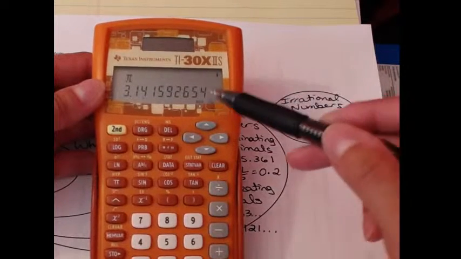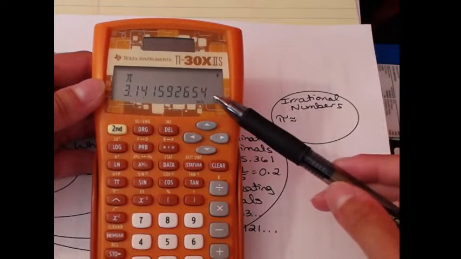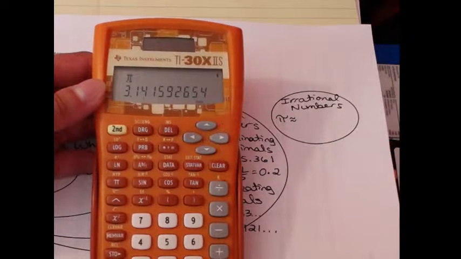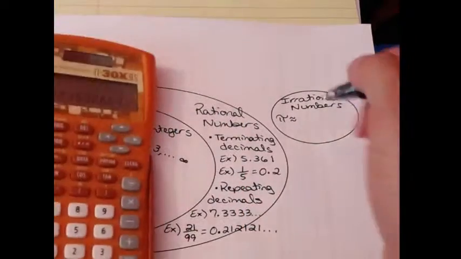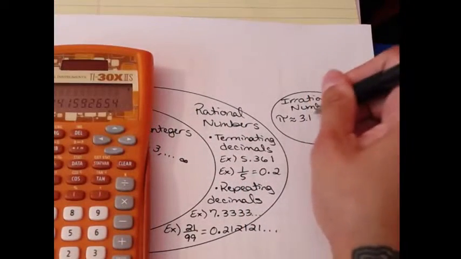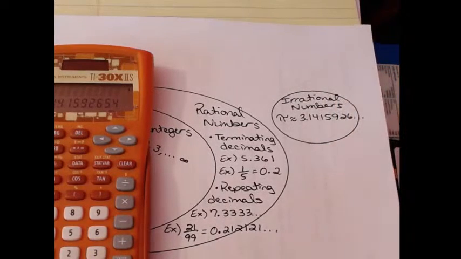Whoa, what's the next number going to be? It doesn't end here. We know that pi does not end here. It doesn't repeat. It's not terminating, so it must be irrational. So I'm going to write here that pi is 3.1415926... meaning it continues on and on.